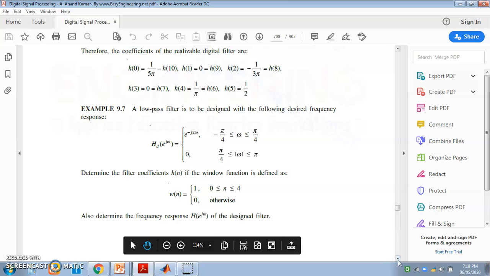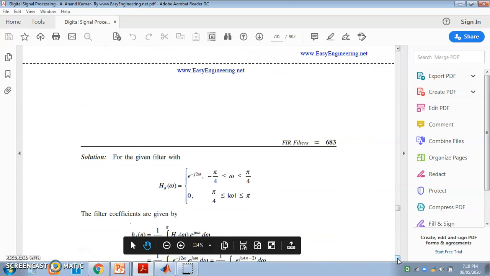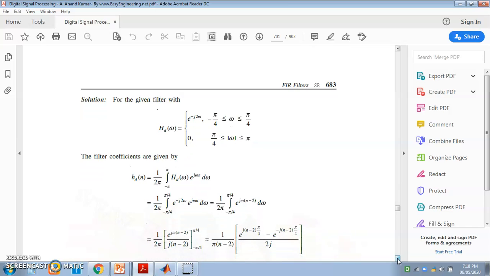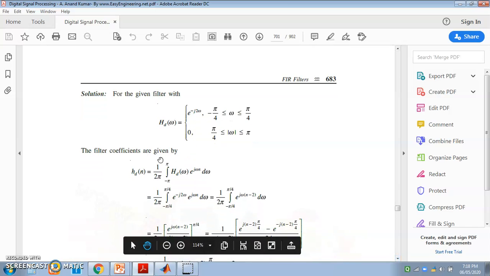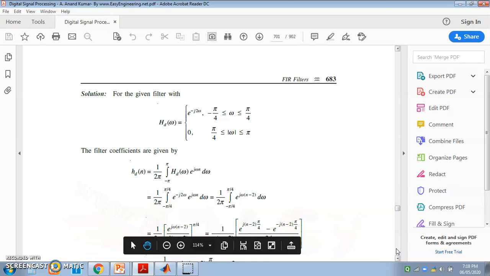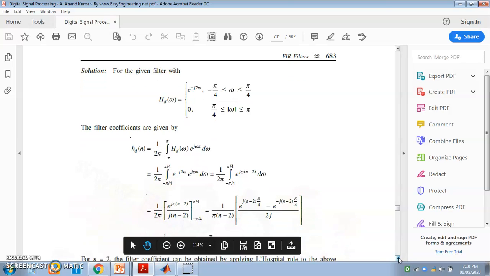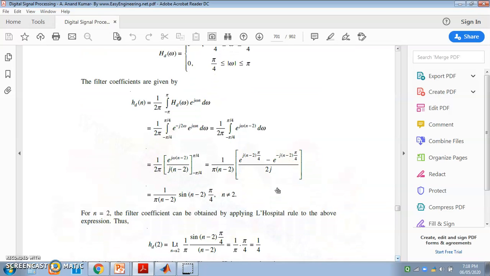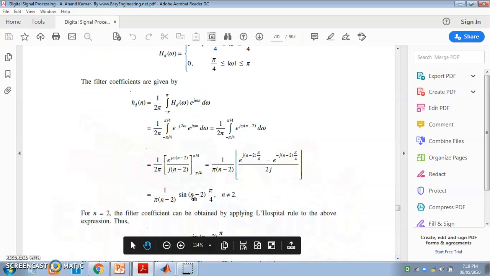If we consider the solution, first of all we can find the desired filter coefficients by taking the inverse Fourier transform of the desired frequency response H_d(ω). So h_d(n) = 1/2π times the integral from -π to +π of H_d(ω) e^{jωn} dω. By solving this with lower and upper limits, we have h_d(n) = sin((n-2)π/4) / (π(n-2)).